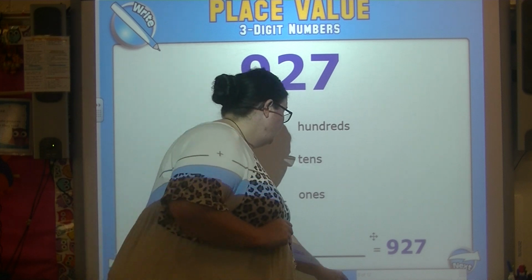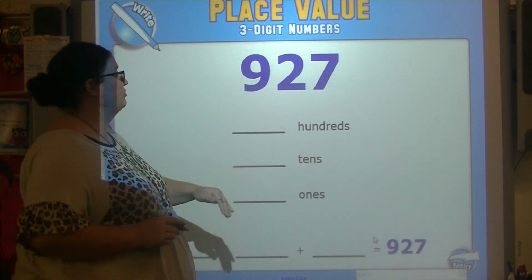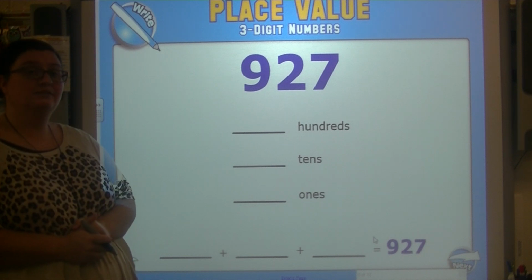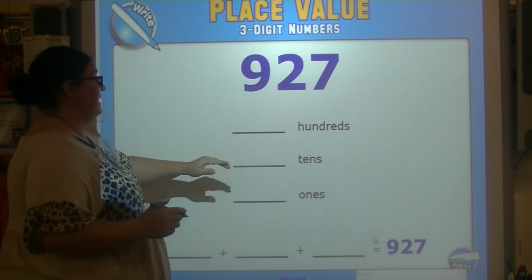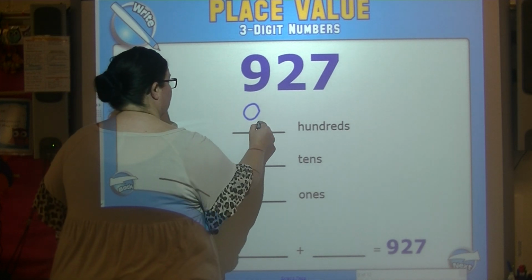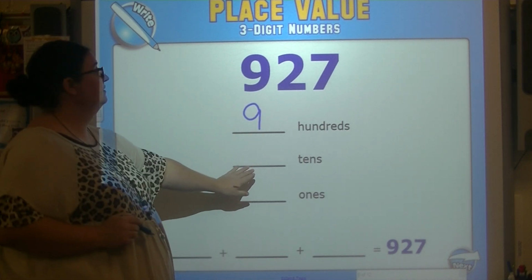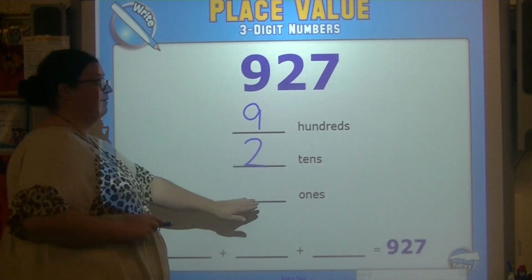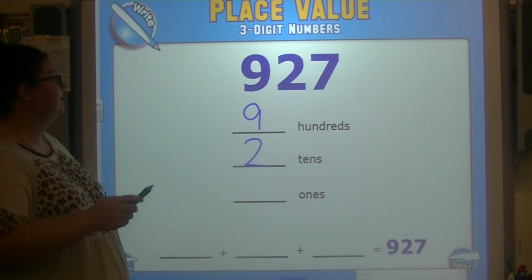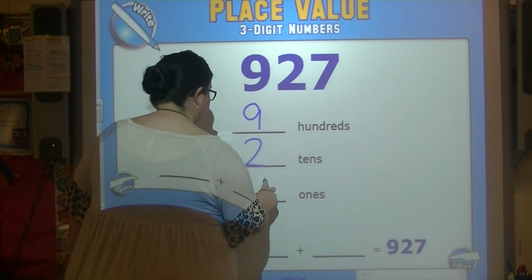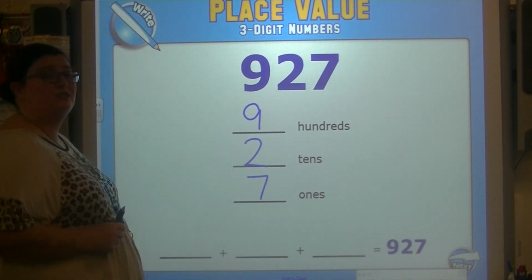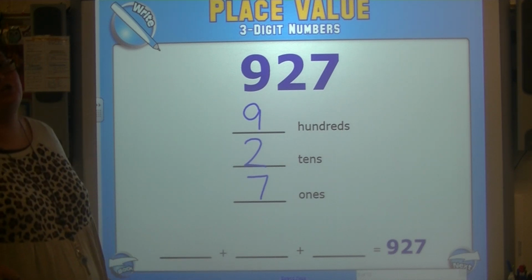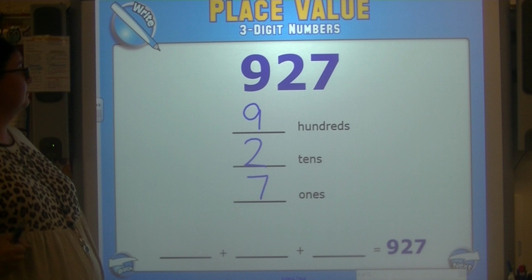927. All right, boys and girls, in the number 927, how many hundreds? 9 hundreds. How many tens? 2 tens. And how many ones? 7 ones. Now, I need to make that into a number sentence that shows the value of those place values.